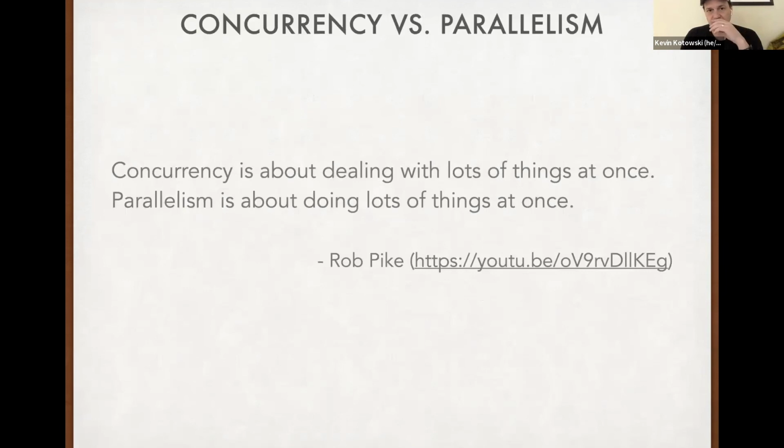For concurrency, it's worth noting that concurrency is a bit different than parallelism. Depending on the system you're working with, and this can matter especially in the web browser with the event loop, which is ultimately single-threaded. Concurrency is about dealing with lots of things at once. Parallelism is about doing lots of things at the same time. This is from Rob Pike, who's influential in writing Golang.